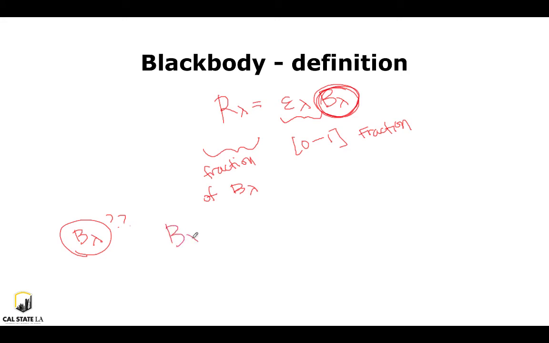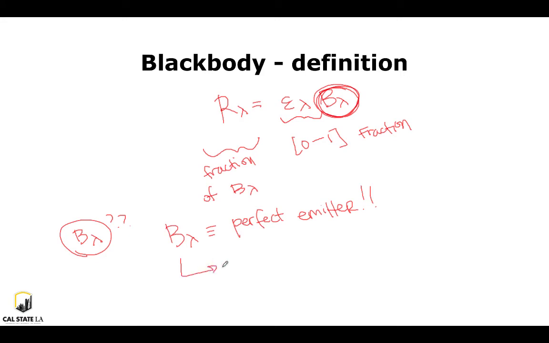B lambda is called the black body, which is a perfect emitter. Okay? We are not perfect. Land is not perfect. Ocean is not perfect. So every single thing on Earth has some emissivity, some fraction of energy that we're able to emit. The only thing in the universe that is considered a black body is the sun.